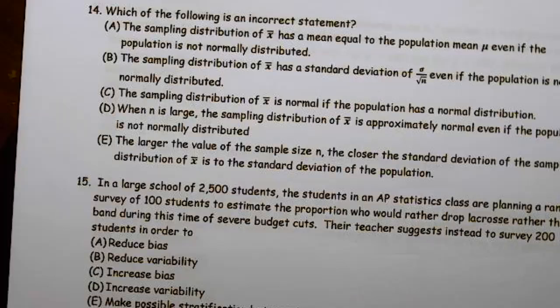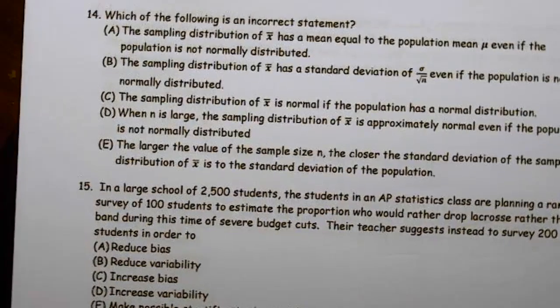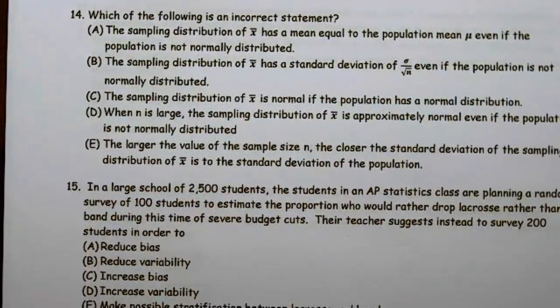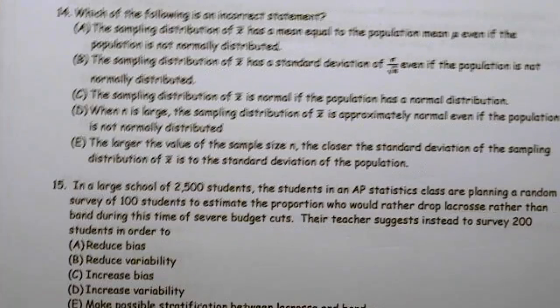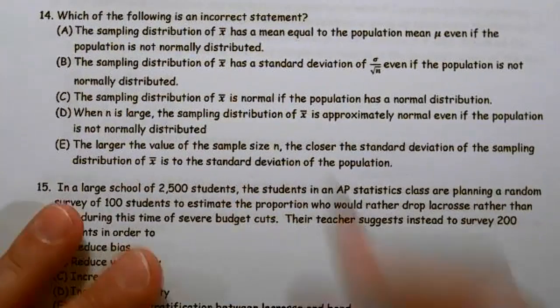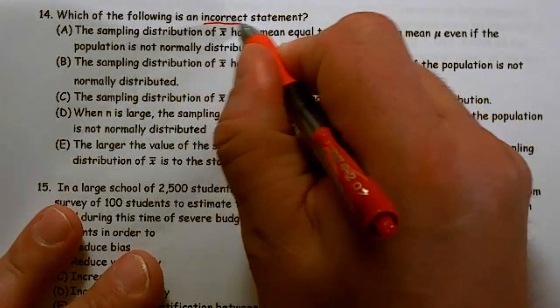All right, number 14. Which of the following is an incorrect statement? And by the way, this actually kind of ties back to question number 1. You're like, question number 1 was a proportion. I know, but it's about unbiased estimators, and this is actually related to that. So the sampling distribution of X bar has a mean equal to the population mean. By the way, we're looking for incorrect statements, so we're looking for false.